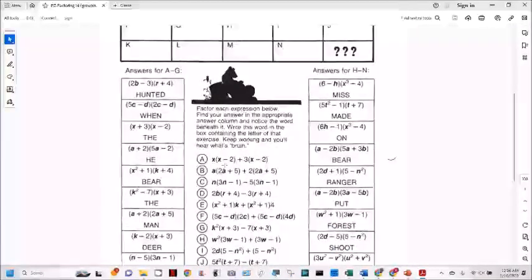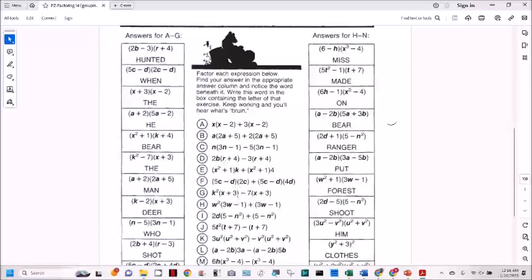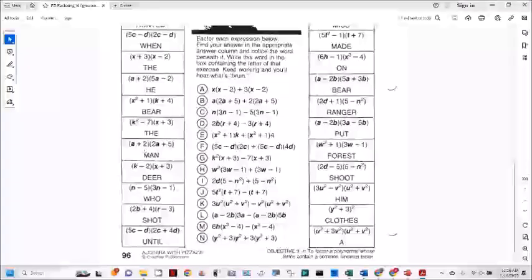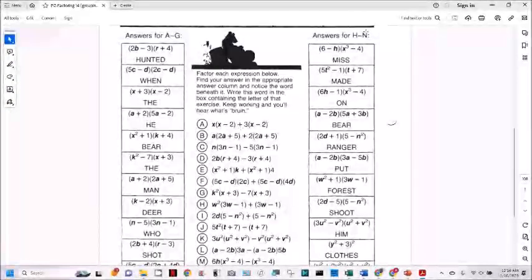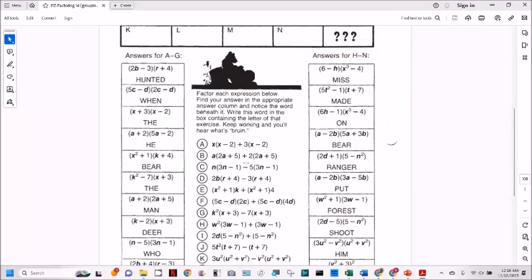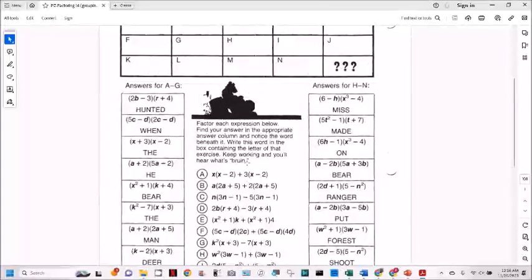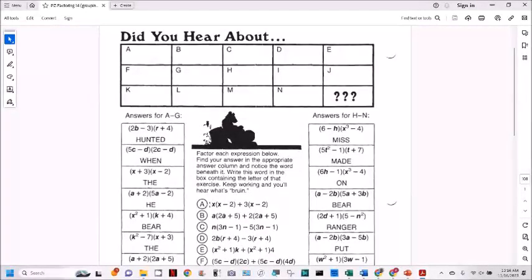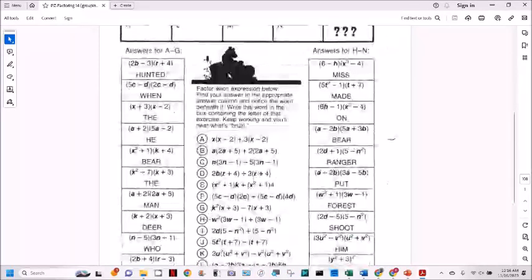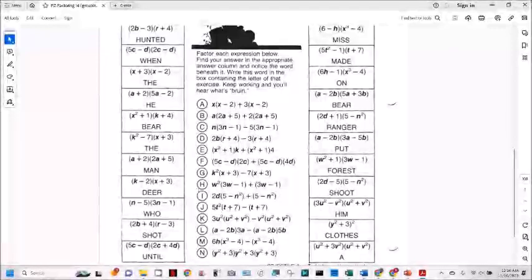The mechanics of this one, we have a bunch of expressions to factor below. And once we factor it, we're supposed to match it with one of the answers. For problems A through G, we're looking at the left column of answers. And for problems H through N, we go over to the right side and check one of those answers. When we find an answer, we put the word that goes with that answer in the box that goes with the letter of the problem. Now, why they used letters instead of numbers, I'm not really sure, because the letters aren't really being used for anything other than telling us which problem is which, but hey, whatever, here we go.